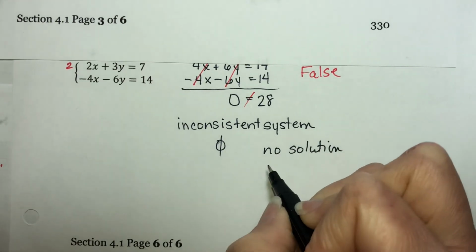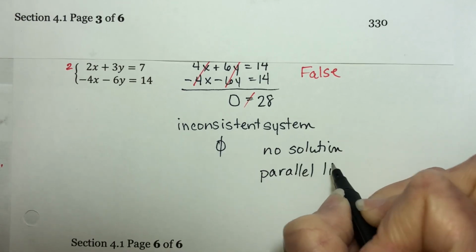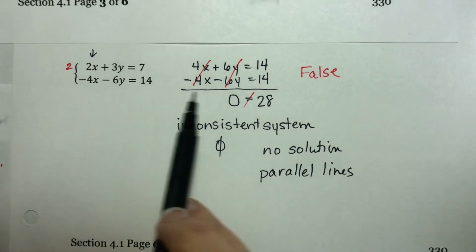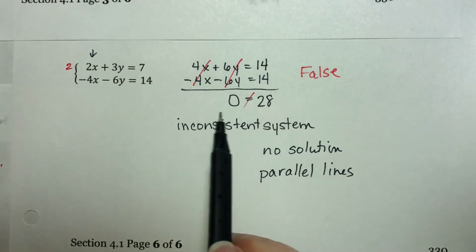And we know they have no solution because they are parallel lines. That's a lot of information we know about two lines just by doing what was essentially a very tiny little bit of algebra here.